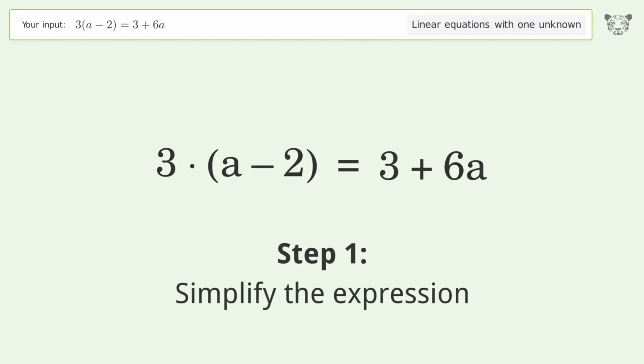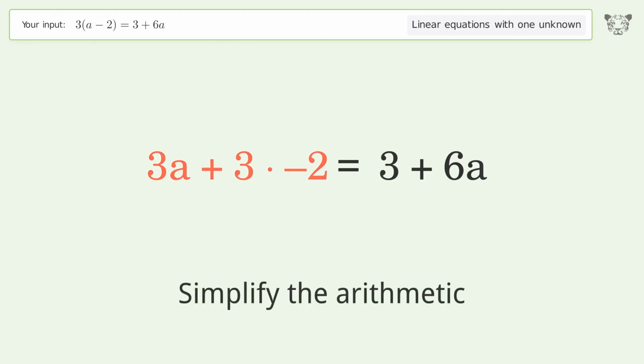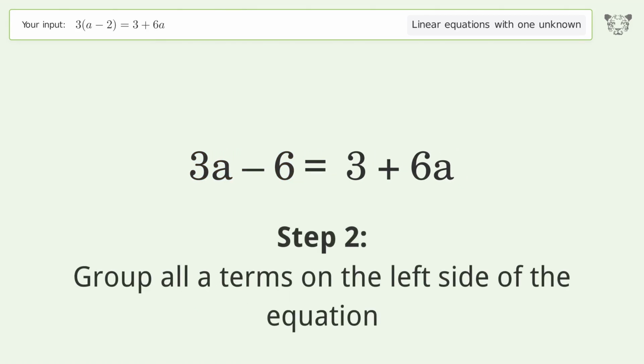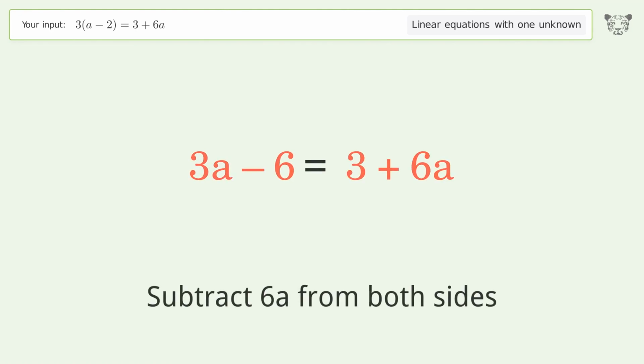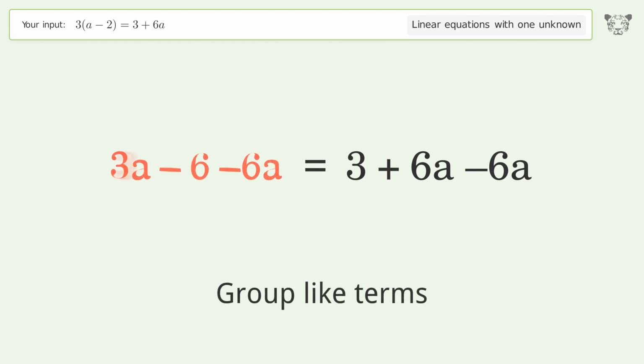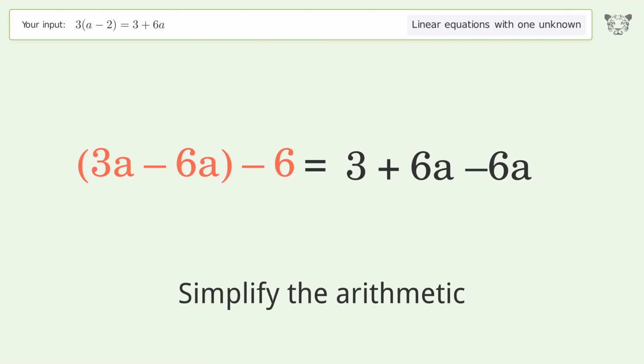Simplify the expression. Expand the parentheses. Simplify the arithmetic. Group all a terms on the left side of the equation. Subtract 6a from both sides. Group like terms. Simplify the arithmetic.